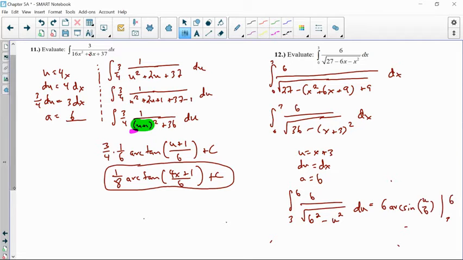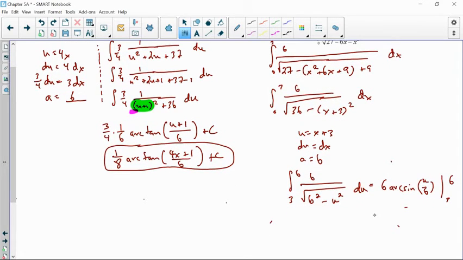Now I hope I came up with nice answers, nice numbers here. So this would be 6 arc sine of 6 over 6, which is 1, minus 6 arc sine of 3 over 6, of 1/2.